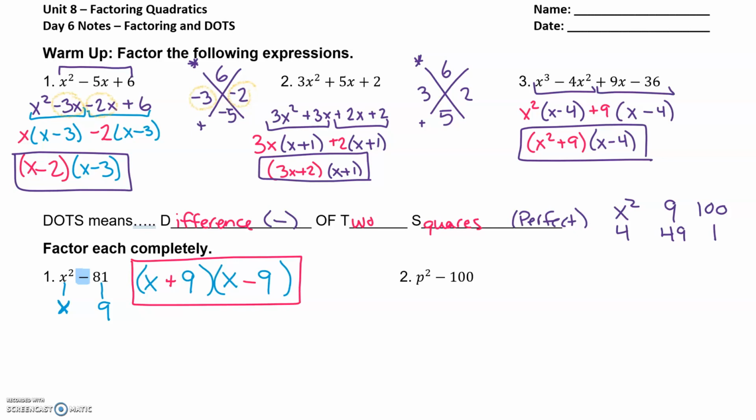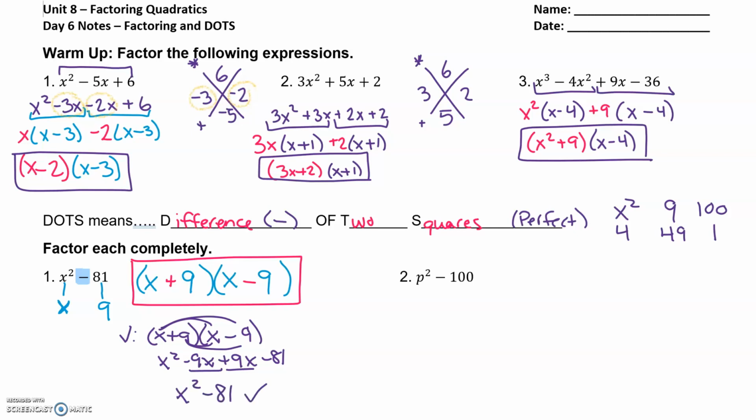If we wanted to check it, we can definitely check it. So let's just check it just to show you on this one. So x plus 9 times x minus 9. I'm going to use distribution, so I get x squared minus 9x plus 9x. What are we noticing that's going to happen with those middle two terms? And then minus 81. So indeed, those middle two terms are going to cancel, leaving us with x squared minus 81, which is what the original problem was. So we know for sure that we got those factors correct.